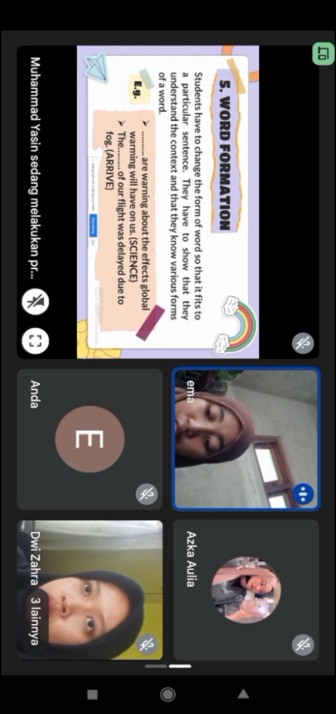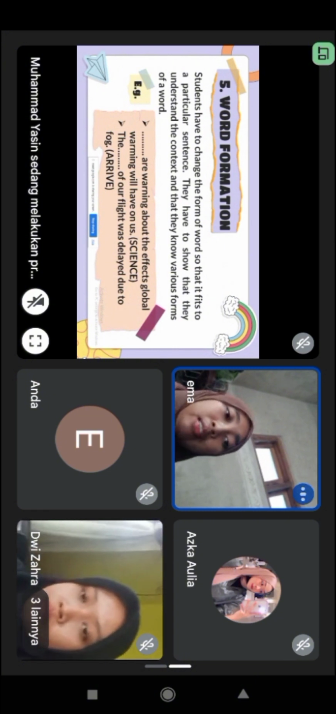Students are asked to change the given words, for example sign, so that it is suitable to complete the sentence correctly according to the sentence.